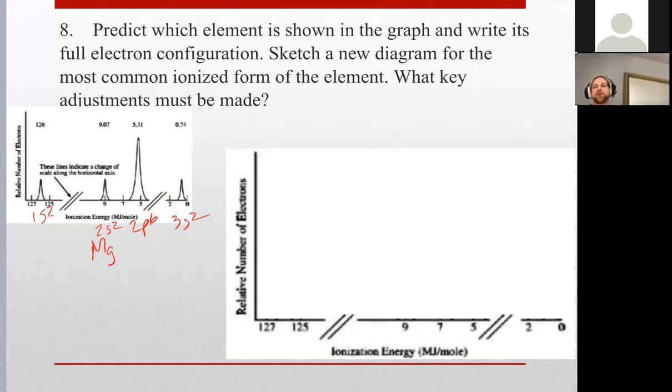Sketch a new diagram for the most common ionized form of this element. What key adjustments must be made? And I'm looking for 2 specific ones. So what I'm going to do is I'm going to pause the video really quick. I'm going to give you a chance to think about this, and we can have a quick discussion, and then I'll go ahead and start the video again with our answer.